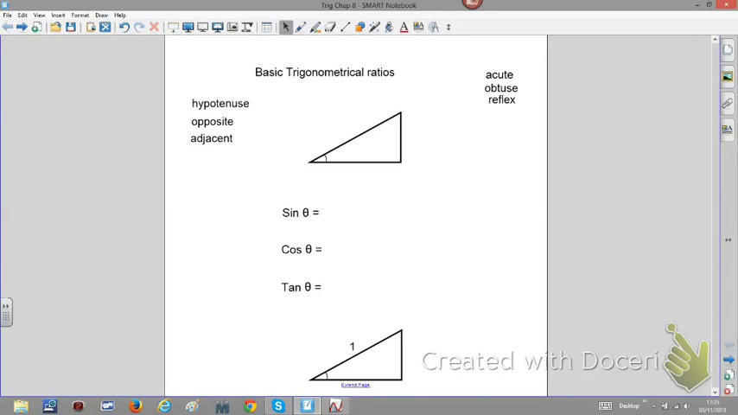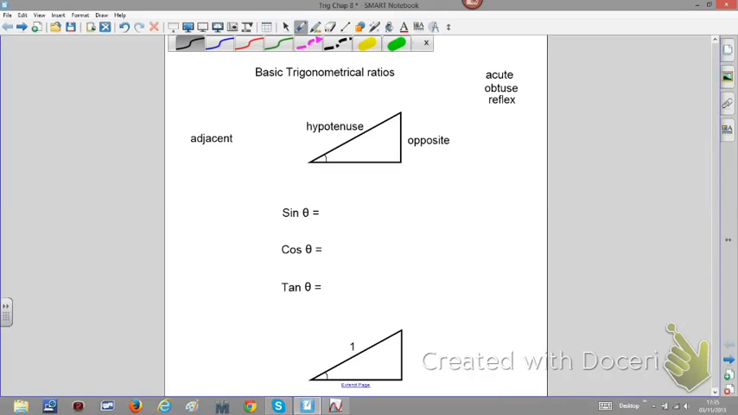You should know the basic trigonometrical ratios. If we first put in the names of the sides of a right-angled triangle, the longest side is the hypotenuse, and the side which is opposite the angle, and the angle would be this angle here, is called the opposite. The other length, which is next to the angle, is called the adjacent. And then we've got our trig ratios, or trigonometrical ratios: sine, cos and tan.